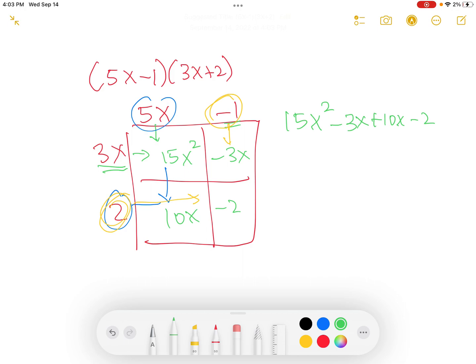So this is almost done. We're almost able to be done here, but we've got to combine some like terms. The x squared is a different kind of animal than x's, and so we can't combine these together. But if I have these ones together and these ones together, then these are both x's. They're the same terms. So we can combine those together, and let's go ahead and do that. 15x squared, negative 3x plus 10x. That's the same thing as 10x minus 3x. That's going to give us 7x minus 2. So we've got 15x squared plus 7x minus 2.